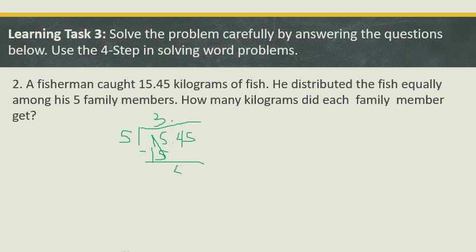Bring down 4. So, cannot be. Hindi tayo pwede mag-divide ng 4 divided by 5. So, lagyan natin siya ng 0 dito. 0 times 5 is 0. 4 minus 0 is 4. So, bring down 5. 45 divided by 5 is 9. 9 times 5 is 45. And 45 minus 45 is 0. So, ang answer natin dito is 3 and 9 hundredths kilograms. So, yan po ang mapupunta kada family member.